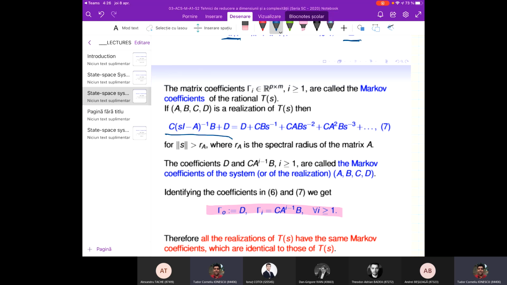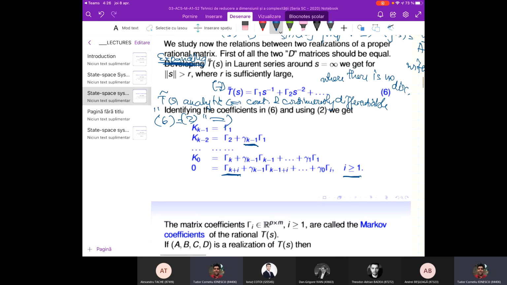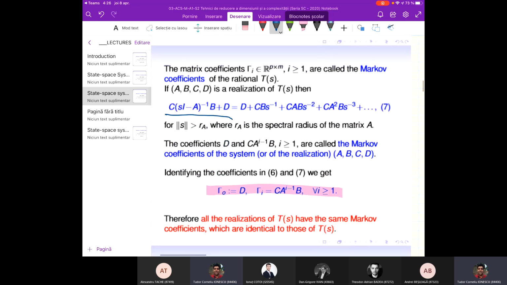This is easily computed. So you just take it out, and then you use this here. So this is easily computed. D, CB, CAB, CA squared B, and so on and so forth. The coefficients, of course, hold where s is larger than the spectral radius of the matrix A.